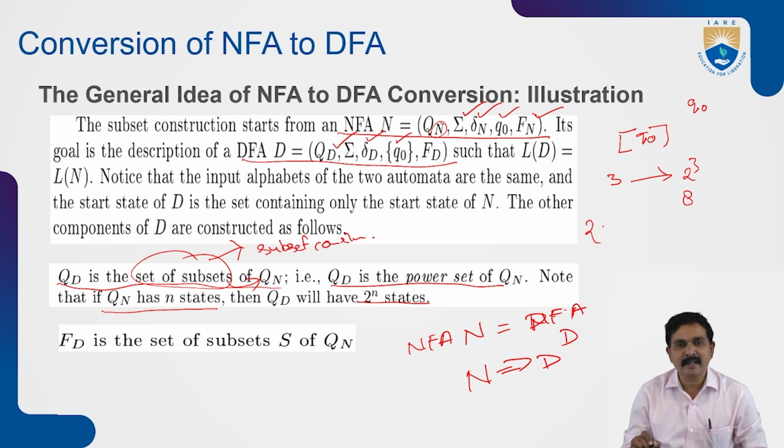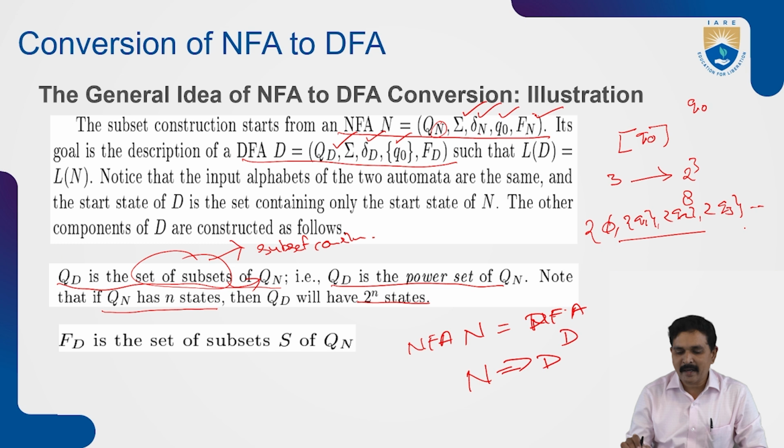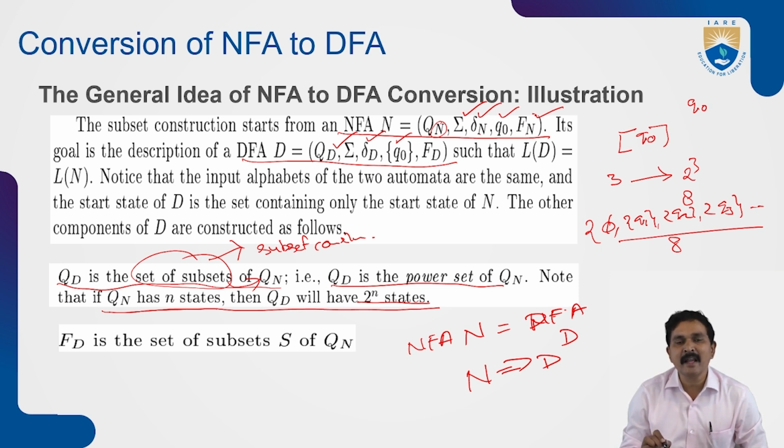The states may be empty, or single states individually like Q1, and combinations of states like Q0 Q1, Q0 Q2, and the last combination is Q0 Q1 Q2. In total you get 8 states. So in the conversion, the NFA has n states, but the DFA has 2 power n states. So where do you get the possibility of more states? In the DFA.